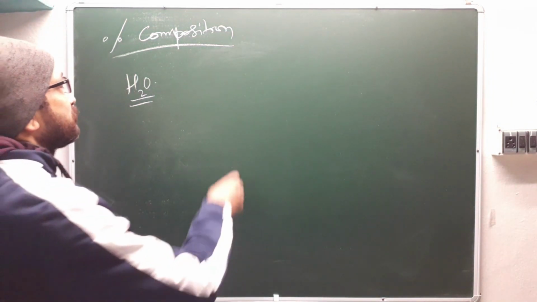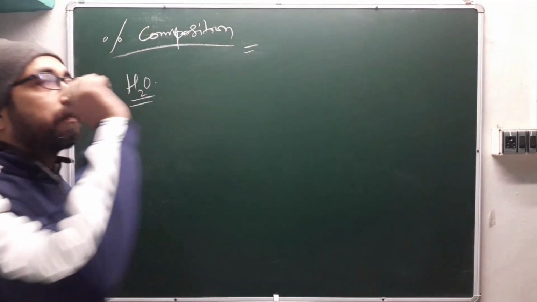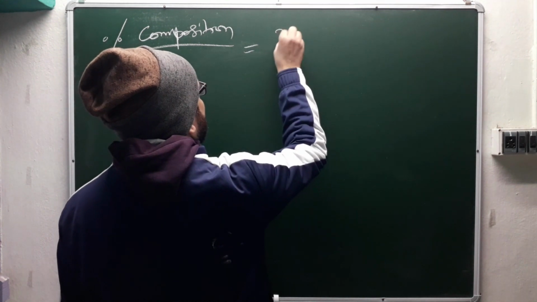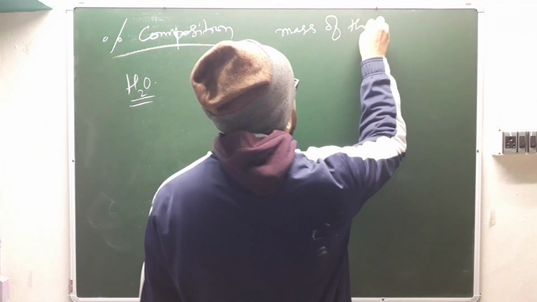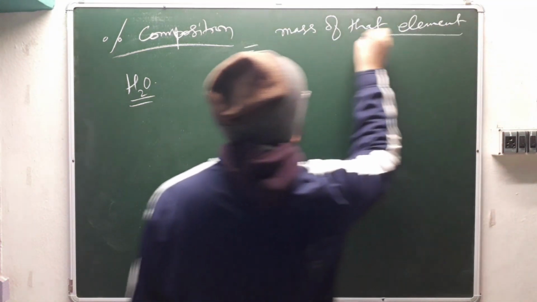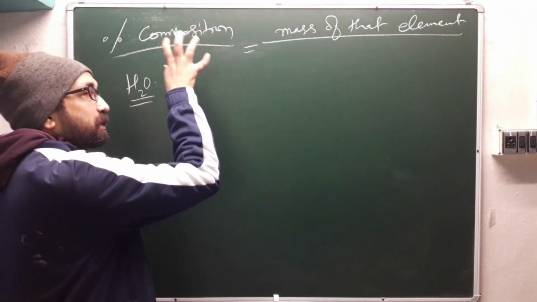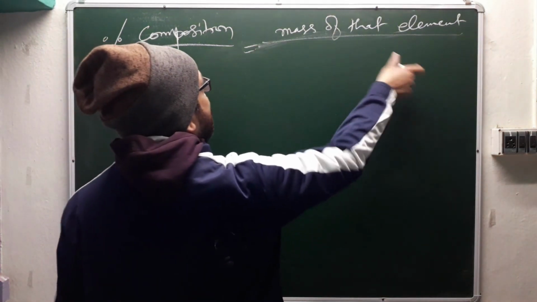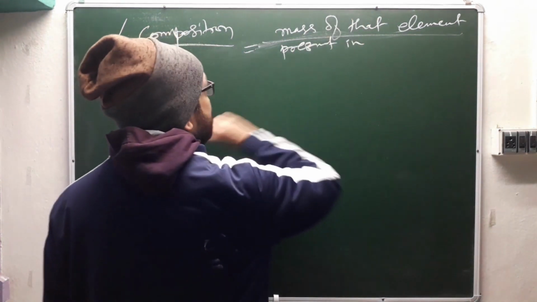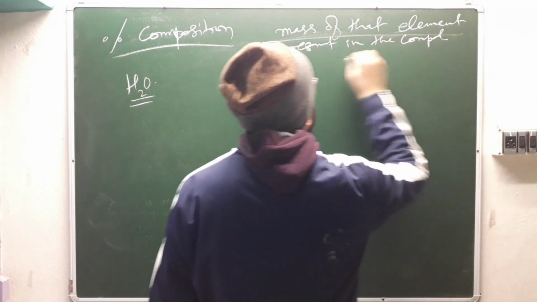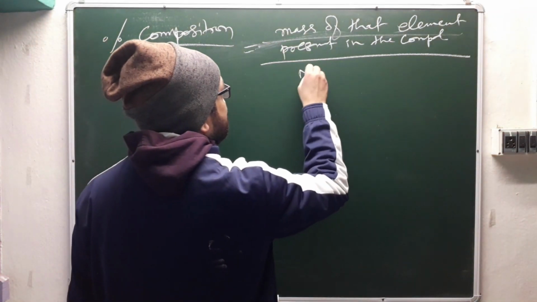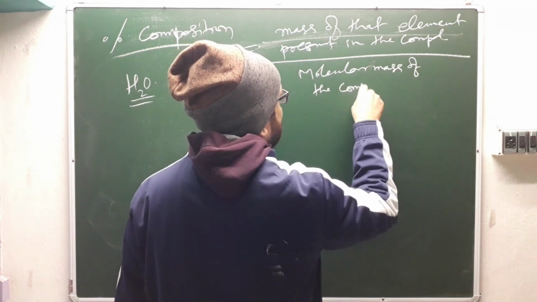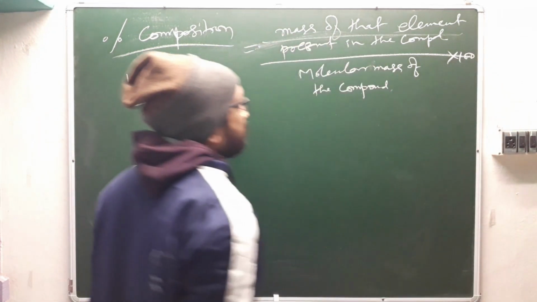So how are we going to calculate? The percentage composition of a particular element, suppose I am calculating for hydrogen, will be the mass of that element present in the given compound, divided by the molecular mass of the compound, into 100. That element means whichever element's composition you want. Suppose you want hydrogen, you have to write the mass of the hydrogen element present. So you get the percentage composition by this.